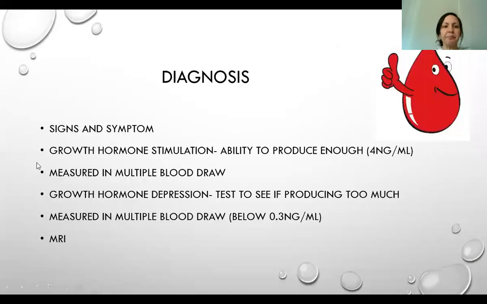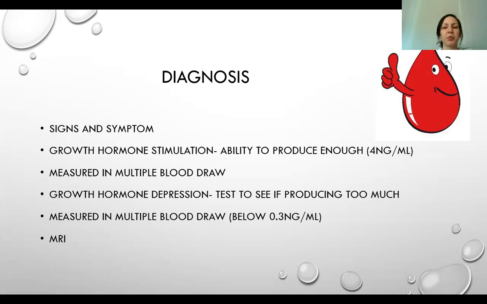Okay, diagnosis. For diagnosis, it is a little more complicated than some other labs. So, typically if you suspect you're in excess or deficient of something, you can get a quick blood draw and it will give you the score. You're either out of range or you're in range. But it works a little different for growth hormone because it is delivered in pulses.